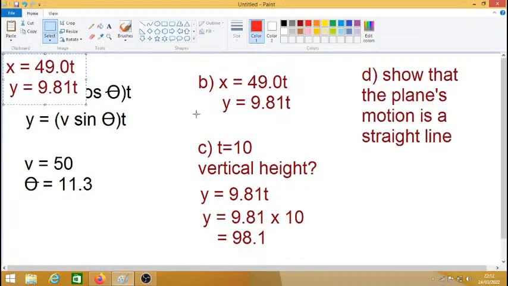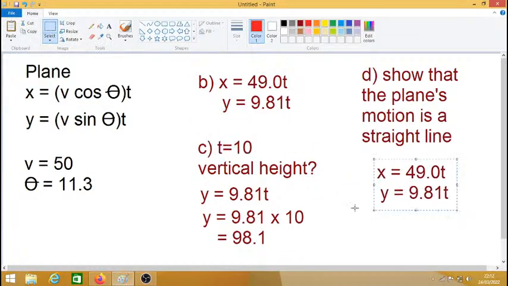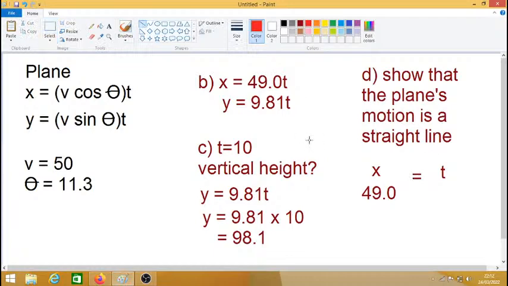We've got the x equation and the y equation. Let's start with the x equation and just rearrange it for t. So we've got t equals x over 49. Now we've got t, we can substitute that into the other parametric equation. That's the y one. So let's take the y one and substitute in that the t can be substituted for x over 49.